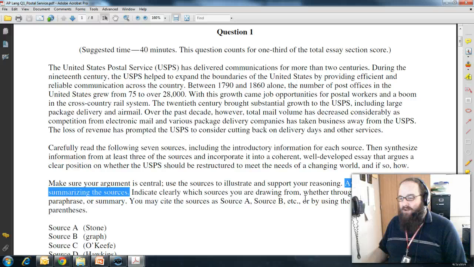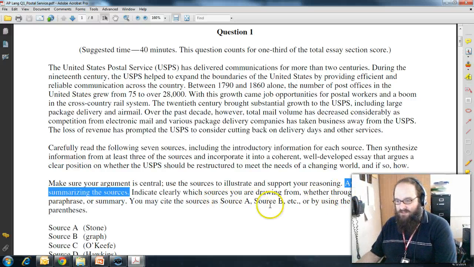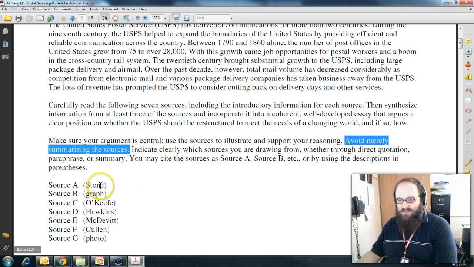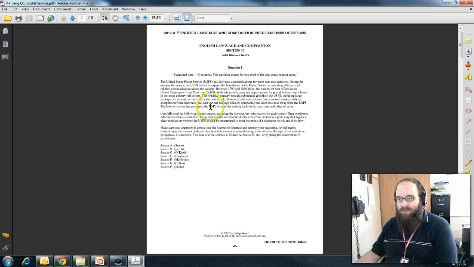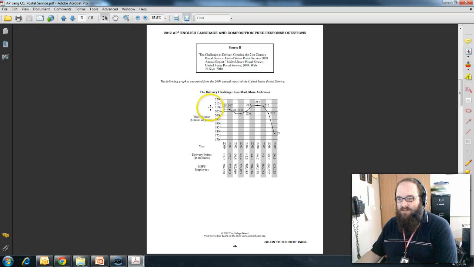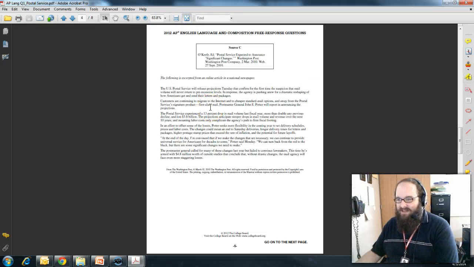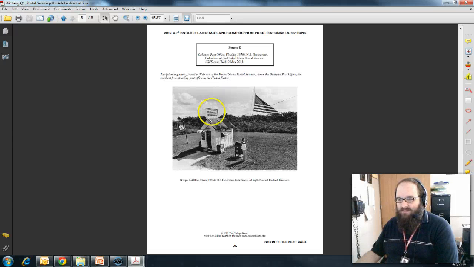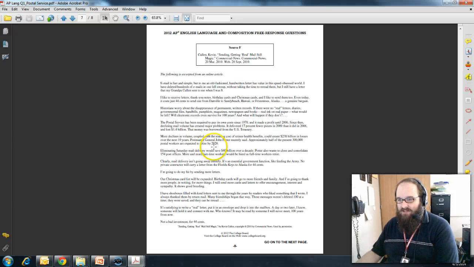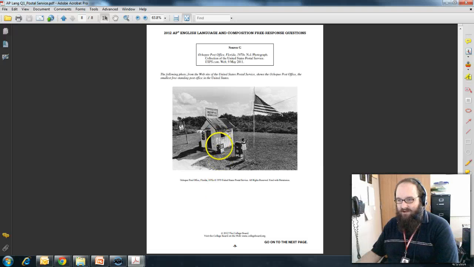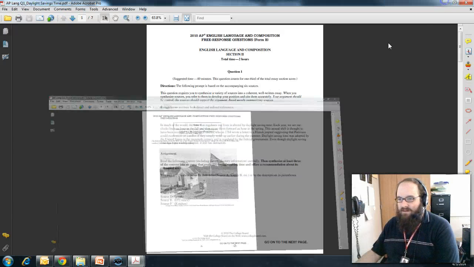That means integrating your quotations, introducing quotations, and citing them as source A, source B, or by the descriptions in parentheses. Either one is fine. Okay, so yeah, after the prompt sheet, you've seen this before, a series of between 5 and 8 sources to look at. Some text, some visuals. There we've got a visual that I'll talk about here in a minute, one of the weird ones.